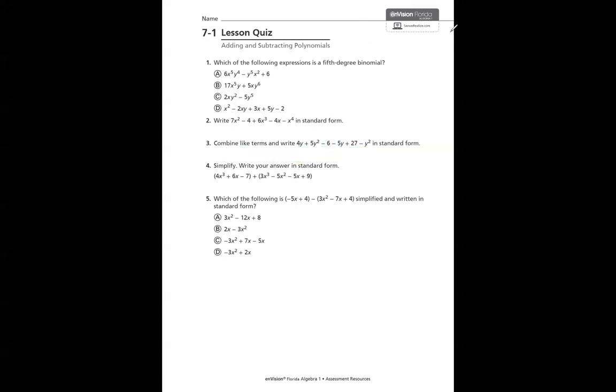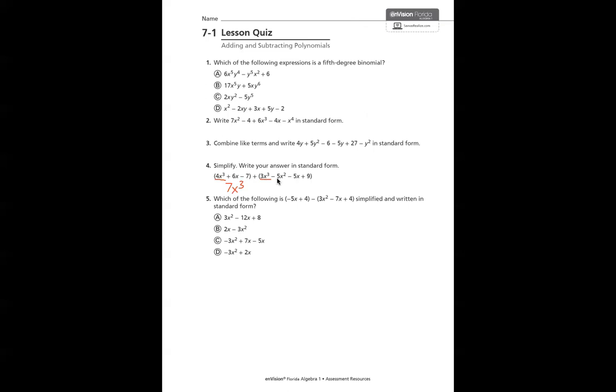In number 4, they want us to simplify again, which is combining like terms. In this case, we're adding. And they want it in standard form. So I'm going to do the same thing that I did before, which is start with my highest degree. My highest degree is going to be cubed, which is to the 3rd power. I'm going to add or subtract my coefficients. So positive 4 plus positive 3 is positive 7. My x cubed stays the same.